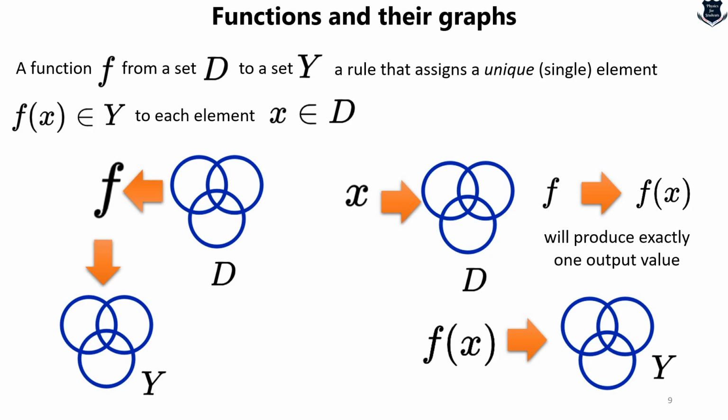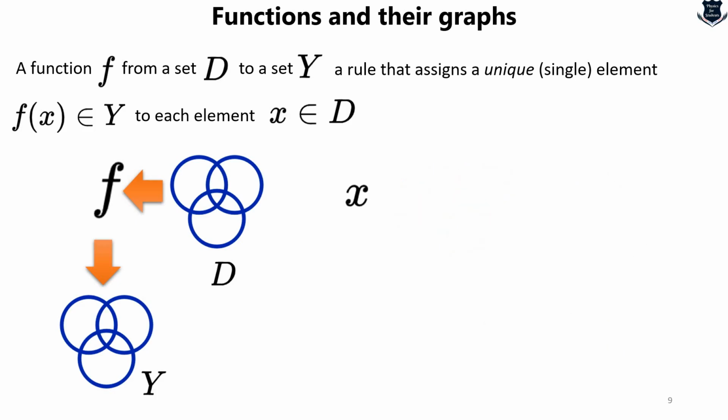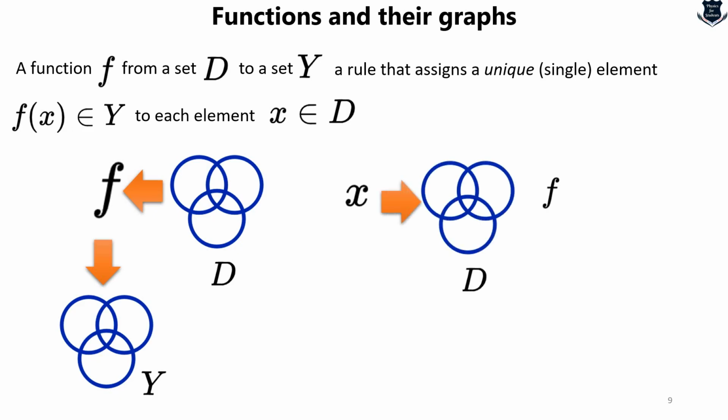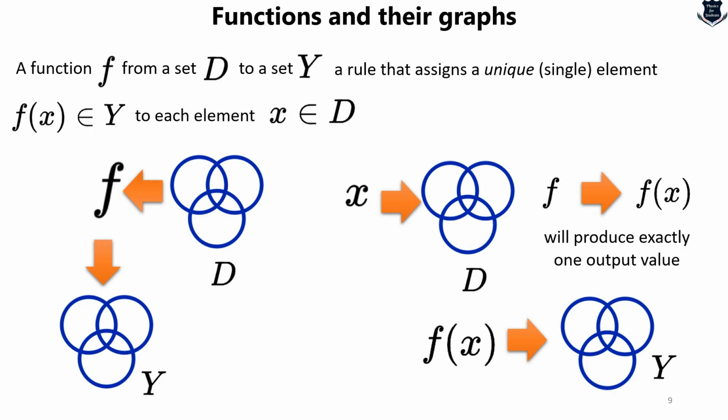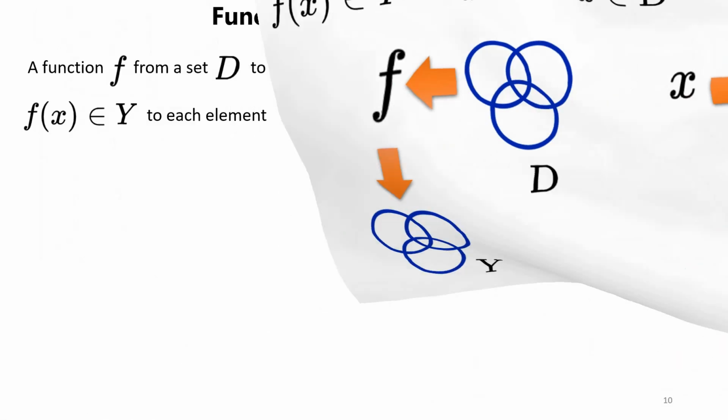Yeah. So let me again show you one by one. This is very important. That is why I am repeating. It is a rule that assigns a unique single element f of x in Y to each element x in D. This means that for every input value x in the set D, the function f will produce exactly one value, that is f of x, and the output value f of x must belong to the set Y. As simple as that.